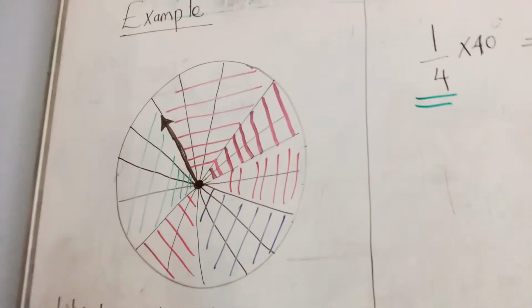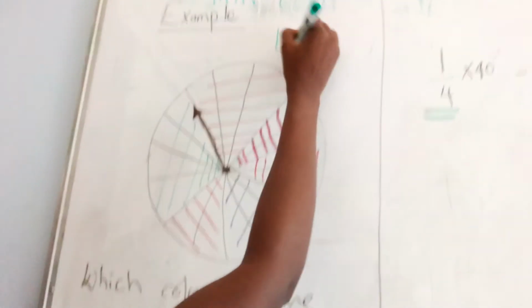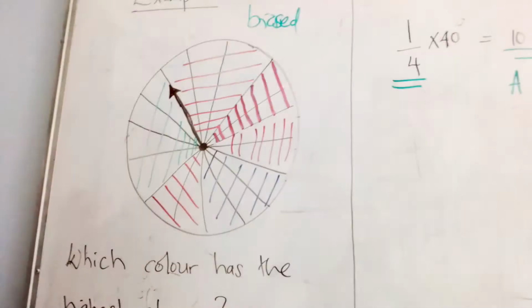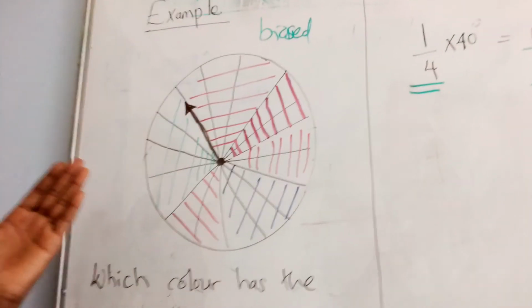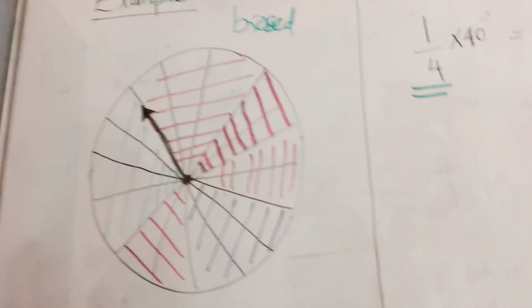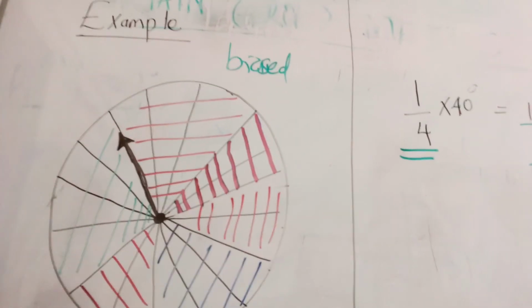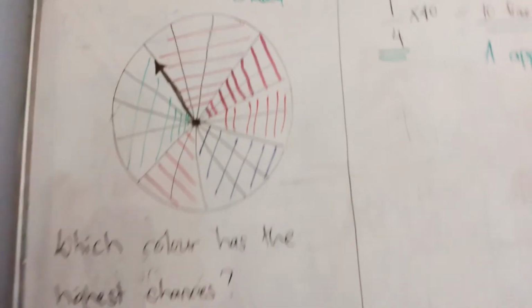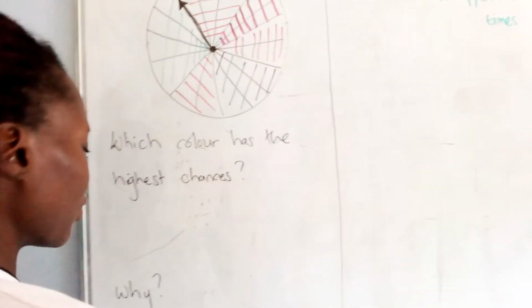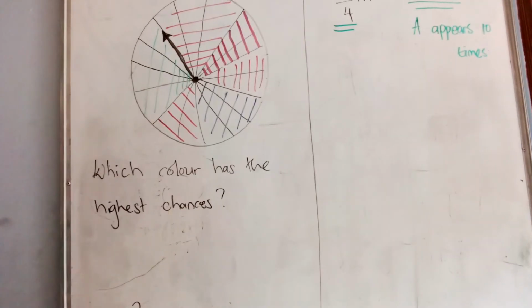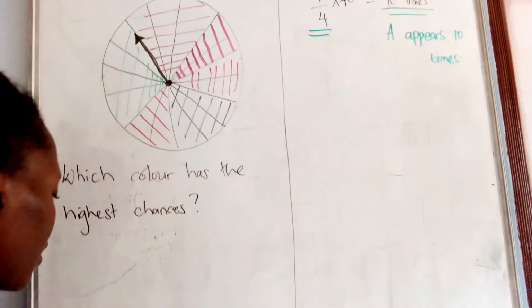Now our last example is going to be this, where we have the biased spinner. Here you see that the number of chances for red to appear are more compared to the others, and they are saying which color has the highest chances. If you could answer this, I've already given you the answer. Then why? You can as well give me the answer for that.